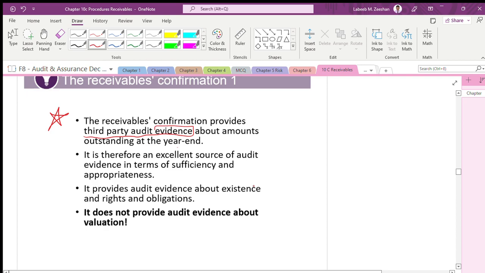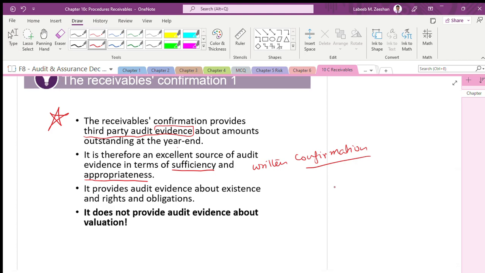Receivables and payables should match. It is therefore an excellent source of evidence in terms of being sufficient and appropriate. If you are getting a return confirmation, there will not be any disagreements. Yes, it is sufficient and it is appropriate.